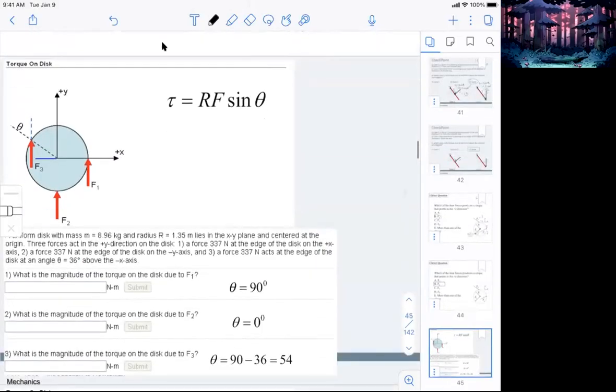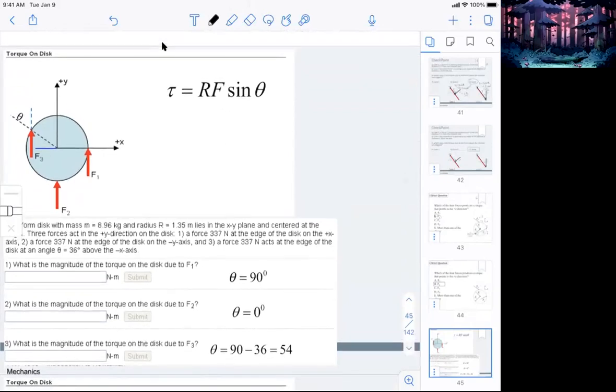Okay, so this is a question, I believe one of the homework questions. We can use this as an example to see how we calculate torque. You have various different forces, and I want to calculate the torque of the various forces. So the first question is, what's the magnitude of the torque due to F1? F1 is over here. The force is applied here, and the center of rotation is here. From the center of rotation to F1, this is your R, right?